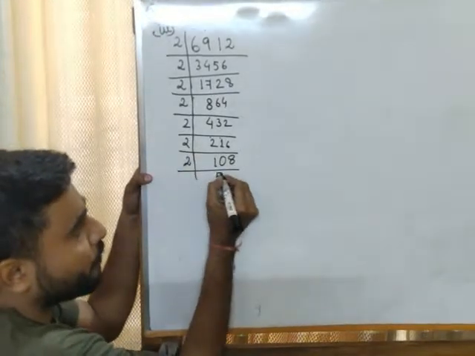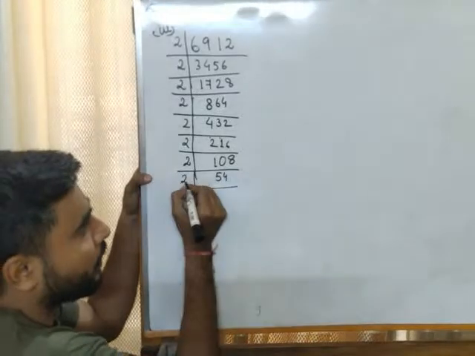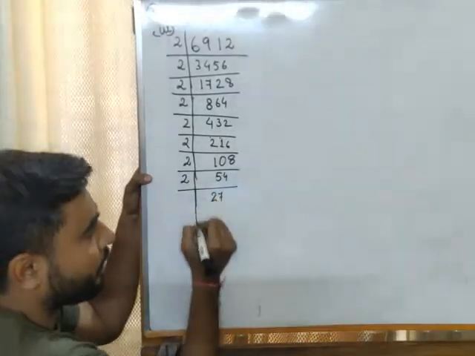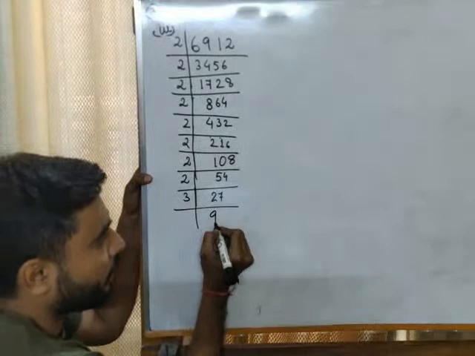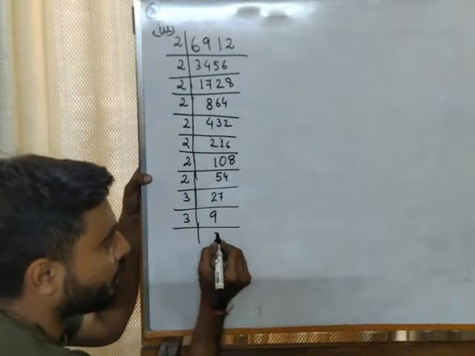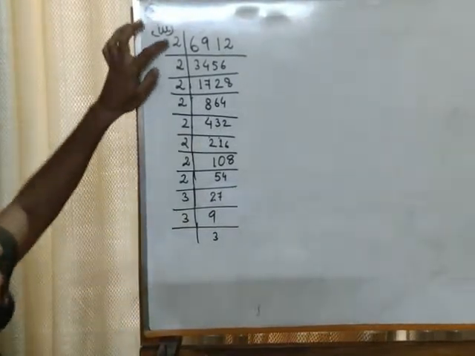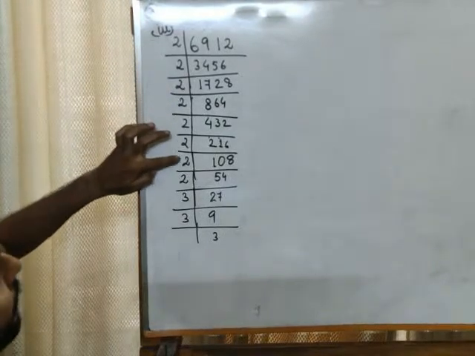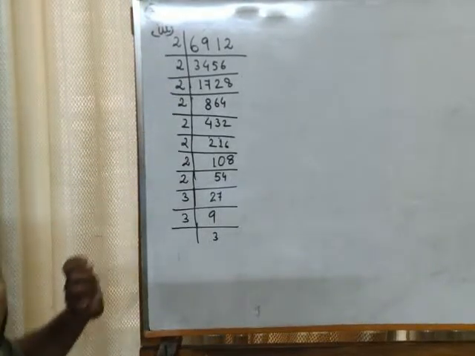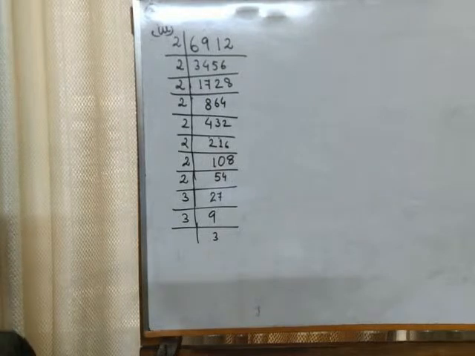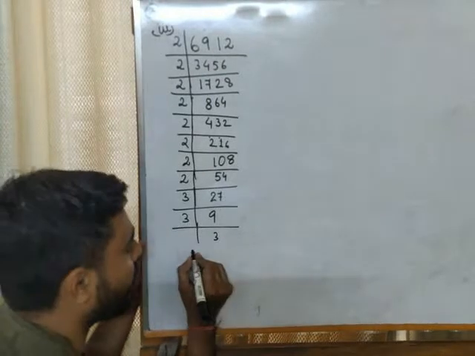In the table of 2, 54 times. In the table of 2, 27 times. In the table of 3, 9 times. In the table of 3, 3 times. You can see 1, 2, 3, 4, 5, 6, 7, 8. There are 8 twos and 3 threes. Okay, we will be writing it like this.